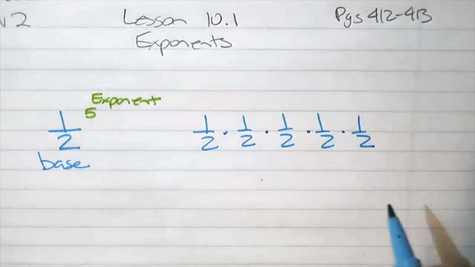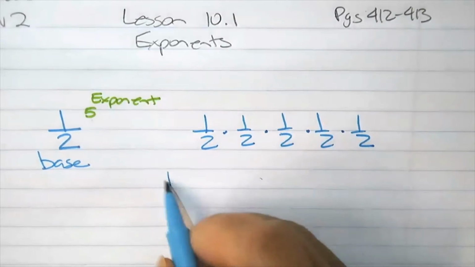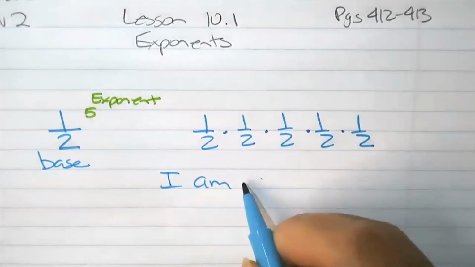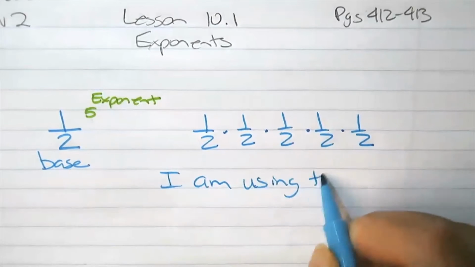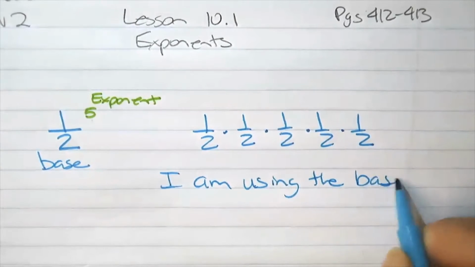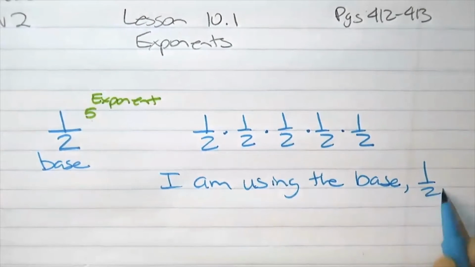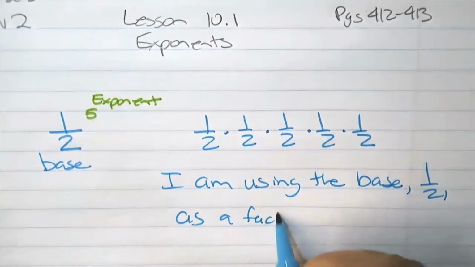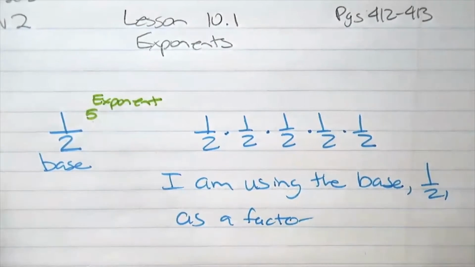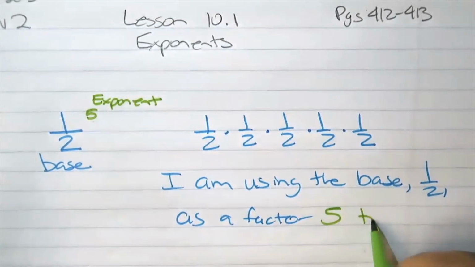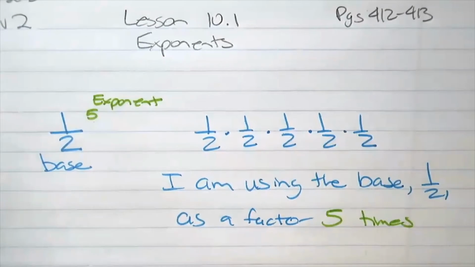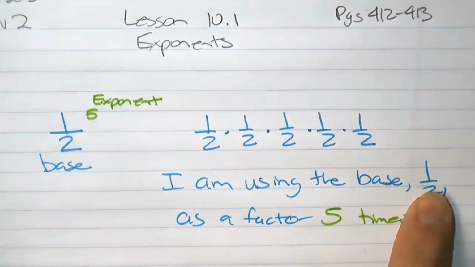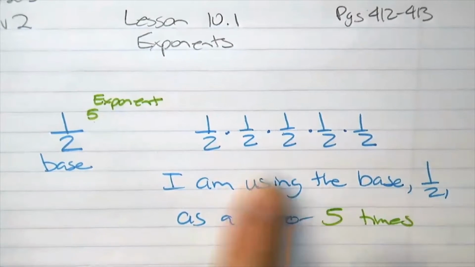So this means I am using the base 1/2 as a factor 5 times. Okay, so I'm using the base 1/2 as a factor 5 times.